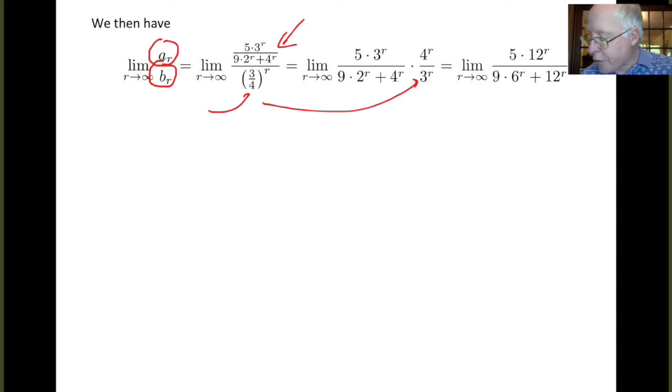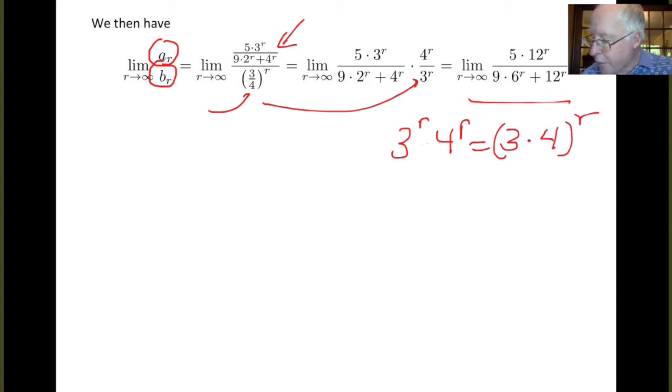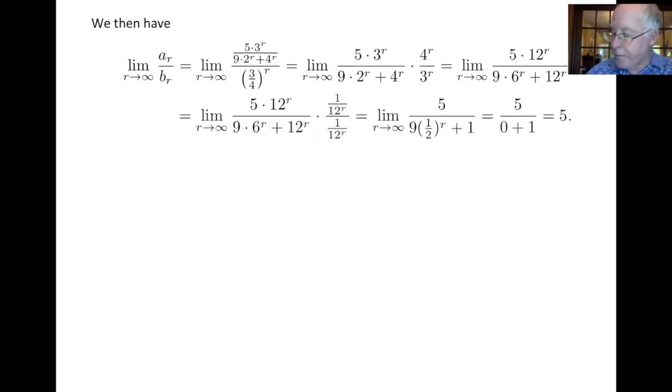exponential calculations in the top. We get 5 times 12 to the R in the numerator, because 3 to the R times 4 to the R is equal to 3 times 4 to the R, or 12 to the R, and then similar work in the denominator.